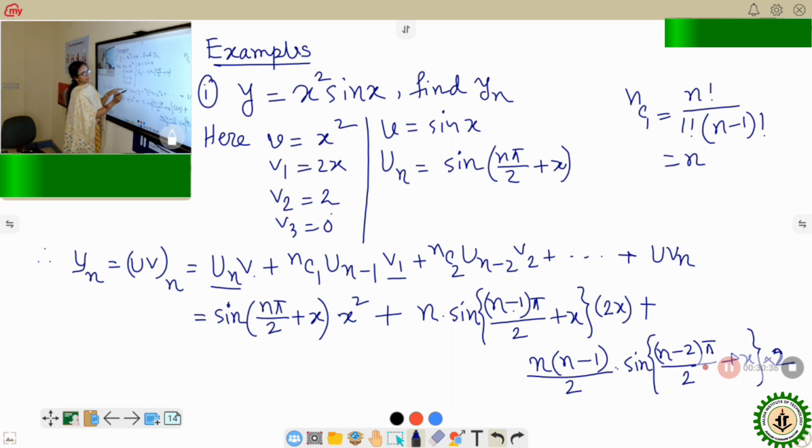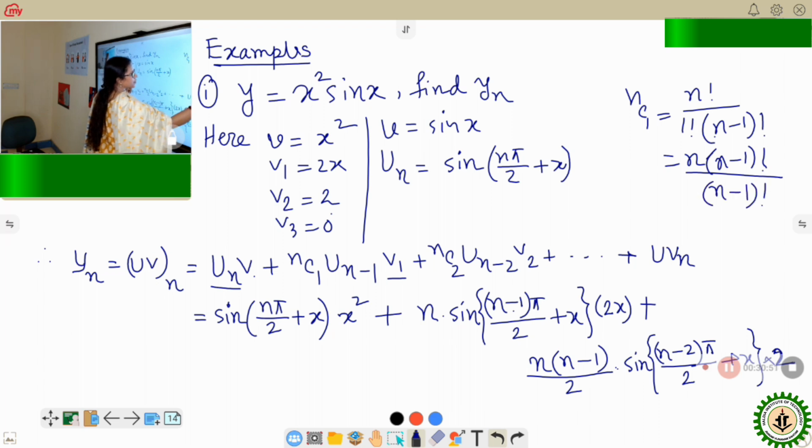nC1. The value of nC1 is n factorial divided by 1 factorial into (n minus 1) factorial, which is n into (n minus 1) factorial divided by (n minus 1) factorial. Just cancel it, you will get only n. So nC1 means n into u(n minus 1). How can I get u(n minus 1)? In place of un, just replace n by n minus 1. We have u(n minus 1) into v1. v1 means 2x. Just put here, plus nC2.